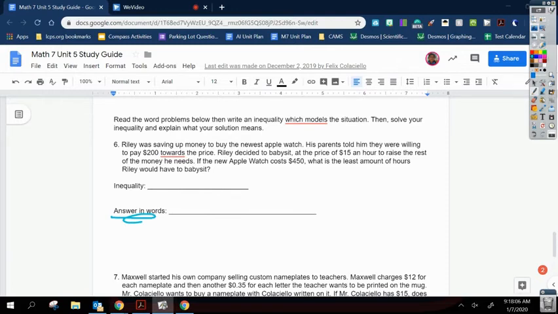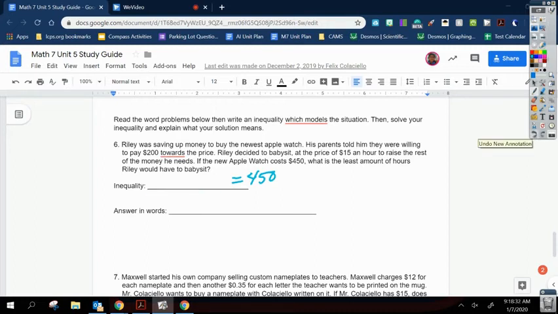Riley was saving up money to buy the newest Apple Watch. His parents told him they were willing to give $200. Riley decided to babysit at $15 an hour to raise the rest of the money. If the Apple Watch costs $450, what's the least amount of hours Riley would need to babysit? So $450 is really our target. You could say we want to be equal to $450. The amount of money we have needs to be equal to $450.